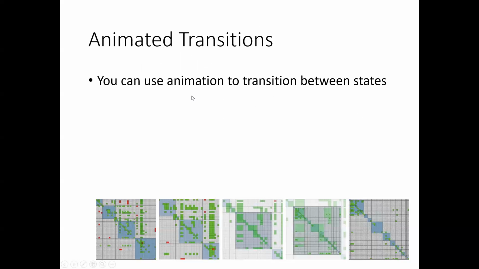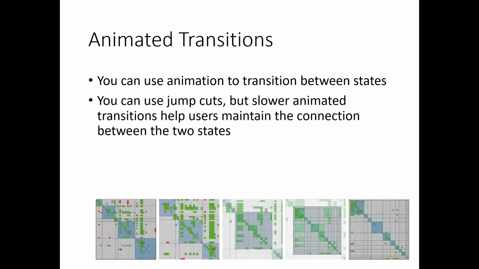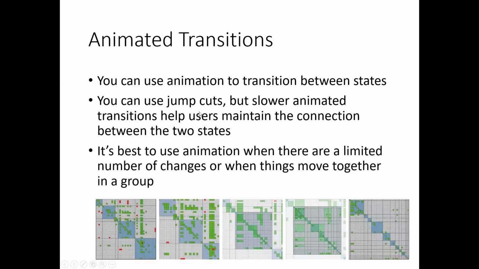And animated transitions are useful between states, obviously, and you can use jump cuts, such as showing them one at a time, flashing them up. But slower animated transitions help the users maintain the connection between the different states, like we're seeing with these animated PowerPoint bullets coming in. And it's best to use animation when there are a limited number of changes or when things move together in a group, and don't overdo it. I kind of overdid it with this slide, but that was more to illustrate the point of not overdoing it.